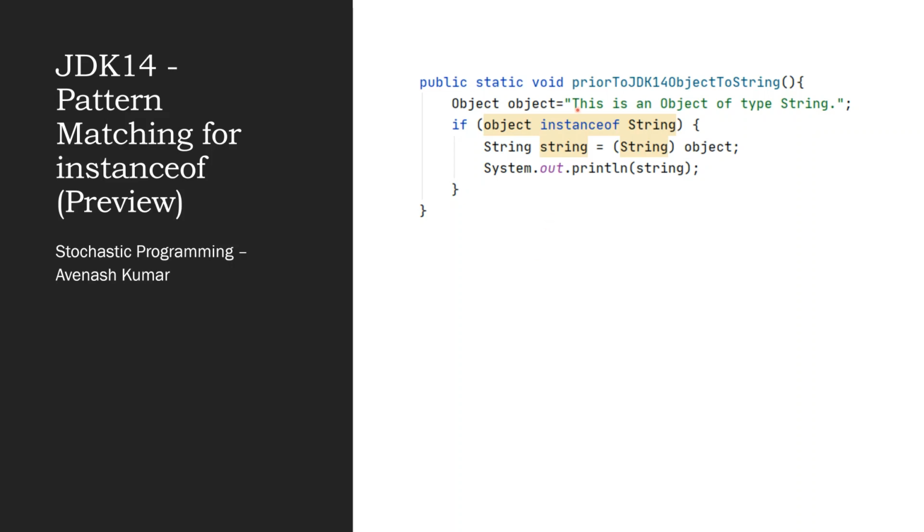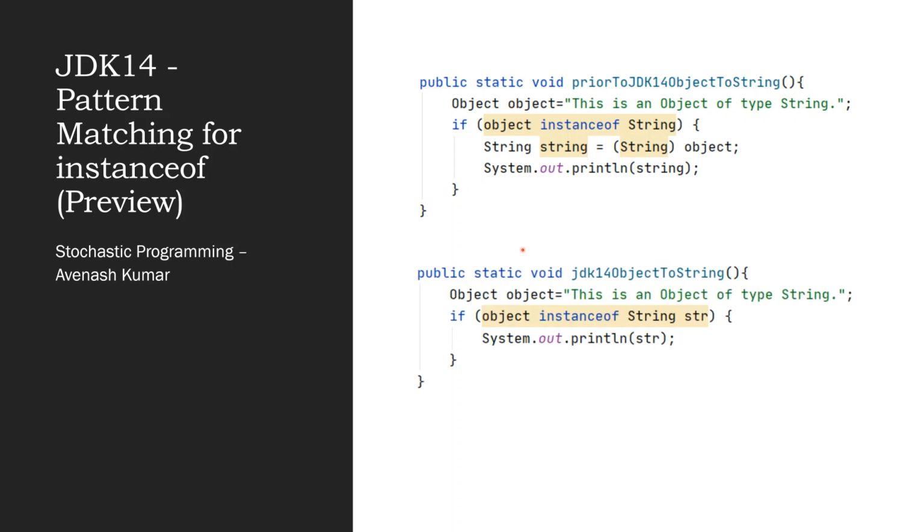As we can see from this function, we have stored this string in an object and we are trying to typecast this object to string. To do so, we are doing three different things. We are checking whether this object is an instance of a string. As soon as it returns true, we are creating a local variable, and finally we are trying to typecast this object to string. However, with JDK 14, we can achieve the same thing in a much more elegant way.